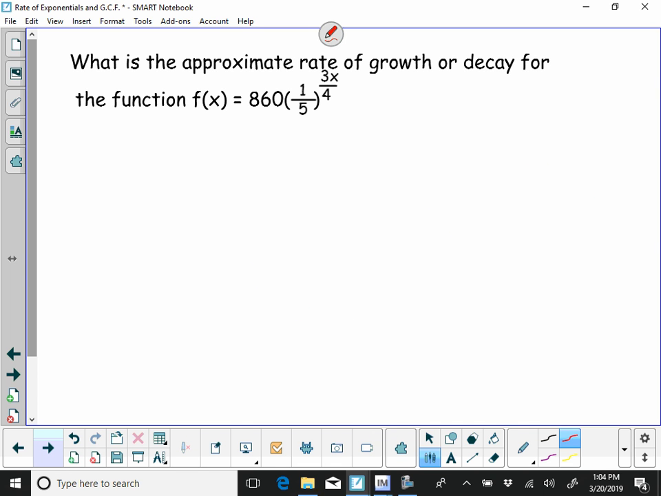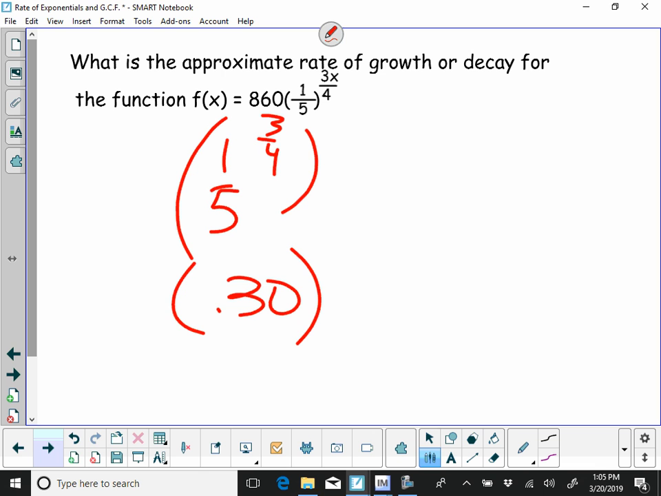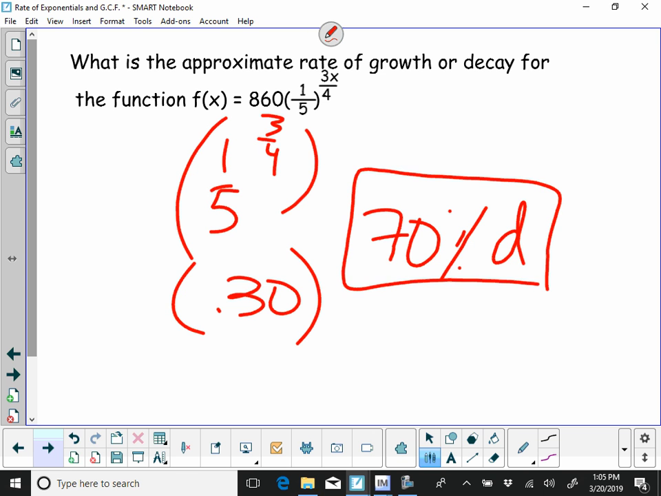Okay, so it'll be 1/5 to the 3/4, which gave us 0.299, so we'll say 0.30. So that is what? 70% decay. Okay? So if there's nothing out there with the x, you're fine. You just subtract 1 and we're good to go. If there's something out there with the x, you've got to put that inside first and then go on from there. All right. Is everybody good on rate of exponentials?